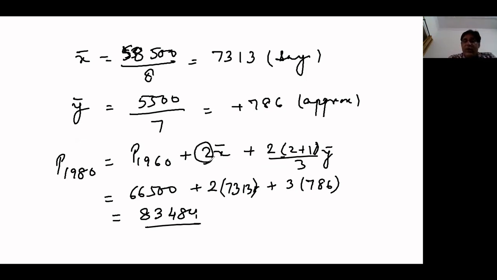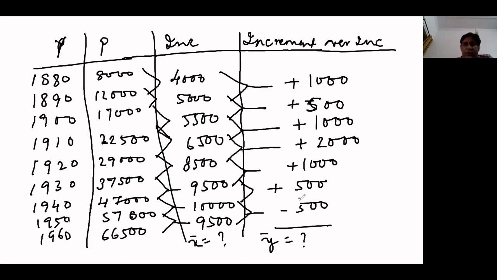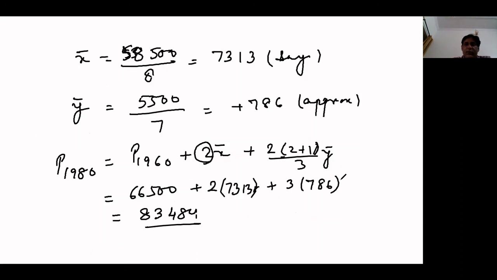Look, students, the only problem which you can face in this easy method is that you can be overconfident about working it out very quickly and make silly mistakes in the signs, either plus or minus. Like you see, this is minus 500, this is plus 500. So you need to be very cautious about placing the signs. If you're cautious enough, this is a very simple approach towards forecasting the population.